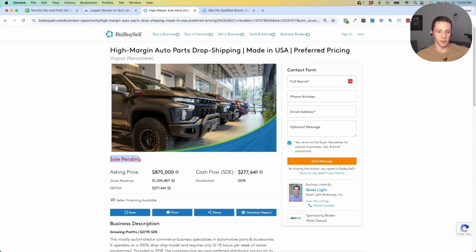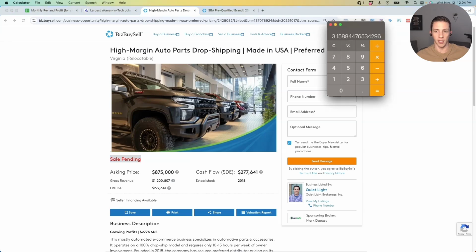And obviously somebody else agrees with me, as this one is sale pending, and it hasn't been for sale for very long. I think it came onto the market within the last month. Hence why I haven't found it yet. I haven't really been too proactive in staying on top of the online businesses that were recently listed for sale.